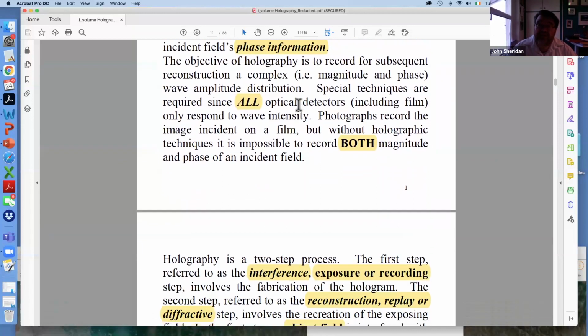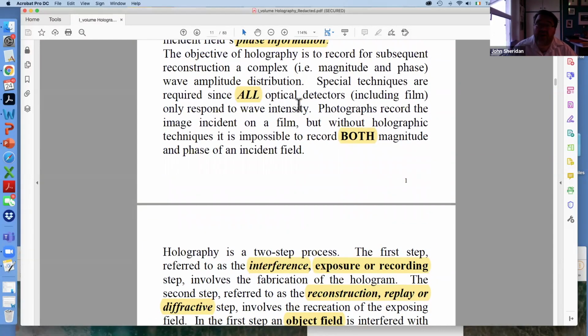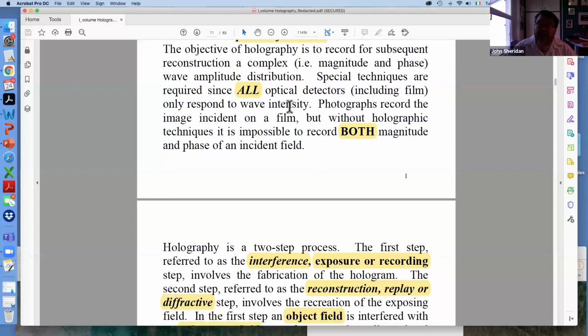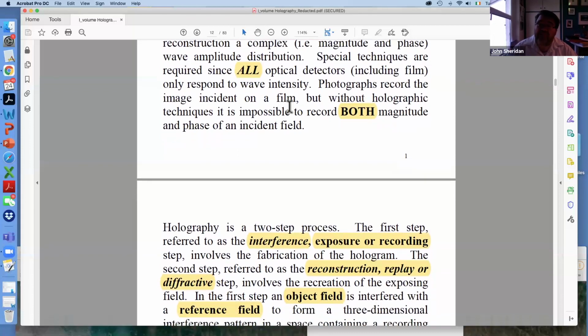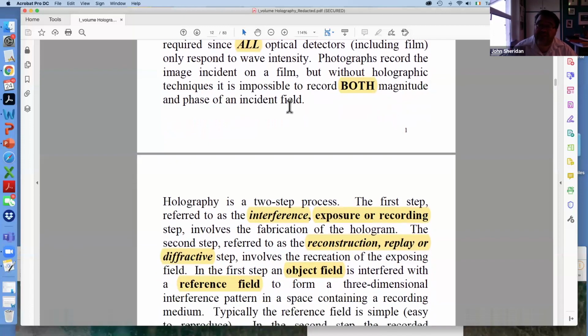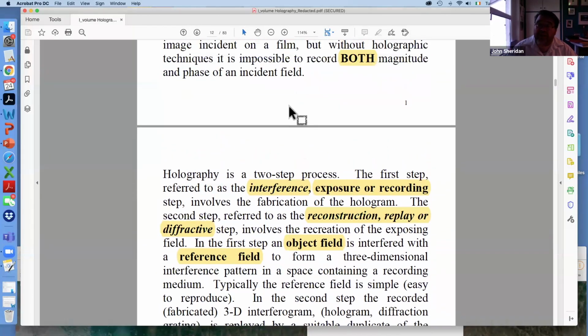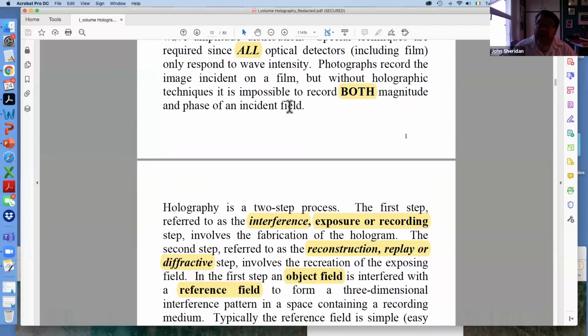The objective of holography is to record, for subsequent reconstruction, a complex amplitude and phase wave distribution. Special techniques are required since all optical detectors, including film, only respond to wave intensity. Photographs record the image incident on a film, but without holographic techniques, it's impossible to record both magnitude and phase of an incident field. So we can think of our field as a phasor. We have an amplitude, and perhaps the amplitude varies as a function of X, Y, and Z. And we also have a phase, and the phase can vary as a function of X, Y, and Z.